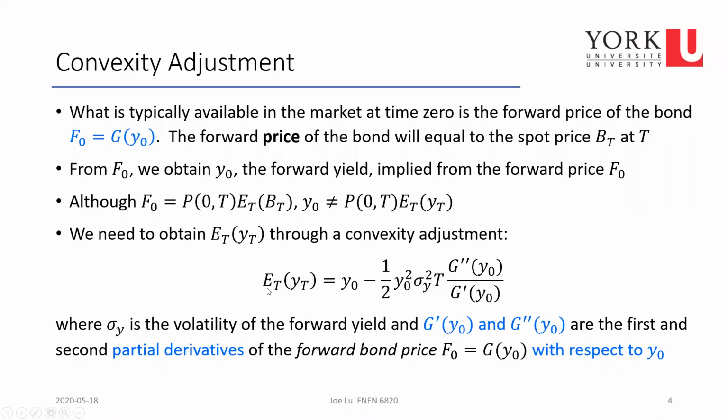In order to get a better understanding of this formula here, let's first take a look at an example. So in that example, we will have a particular functional form for that bond price. And then because we know the particular functional form, we can then have the first and the second derivatives and then make an actual adjustment.